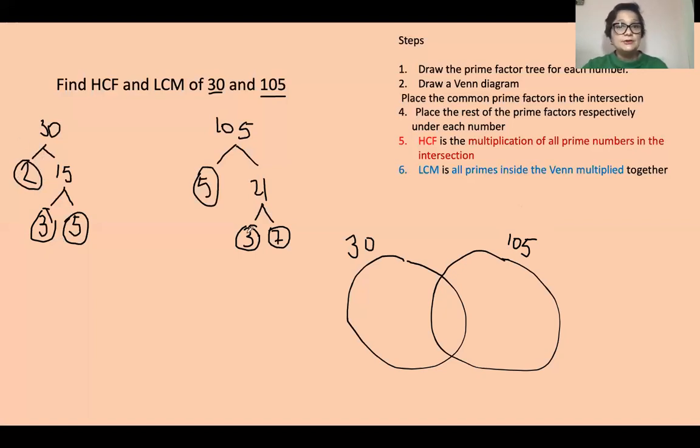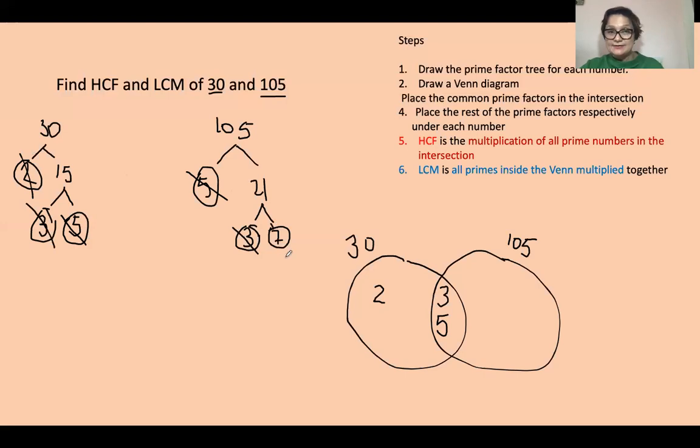2, I don't have a 2 on the other side, so I'm going to leave the 2 outside the intersection. 3, yes, I have a 3 on both of them, so cross them out so you don't use them twice. There, and put the 3 inside the intersection. Do I have a 5 on both? Yes, I have a 5. So cross out the 5s, 5 and a 5, put the 5 inside the intersection. And 2, don't forget to cross out the 2 as well.